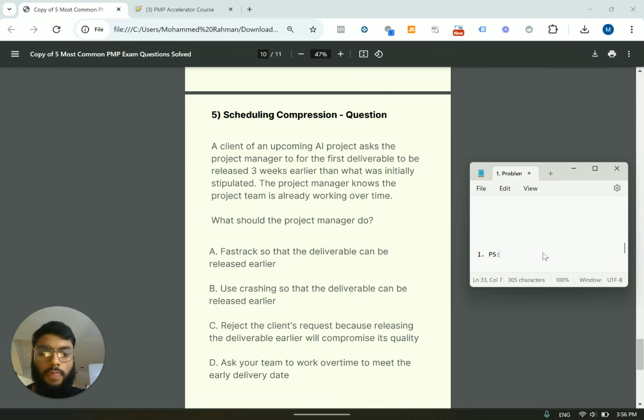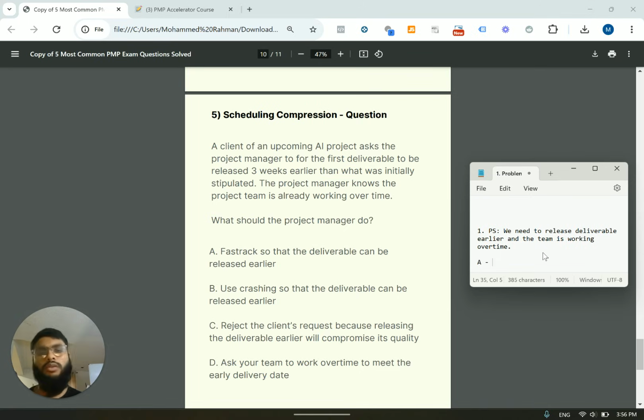Problem statement here. We need to release the project or deliverable earlier. And the team, this is important information, is working overtime, meaning that they're already past their capacity. Okay, this is going to be really relevant information. A, fast track so that the deliverable can be released earlier. Is this possible? We're saying that the team is already working overtime.